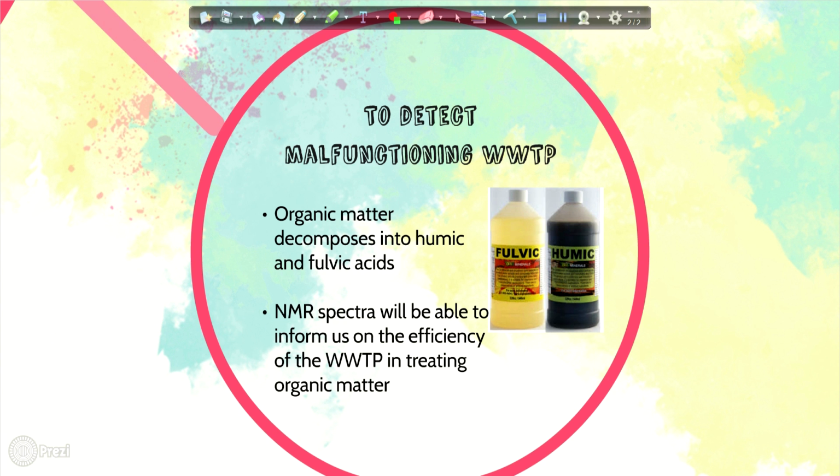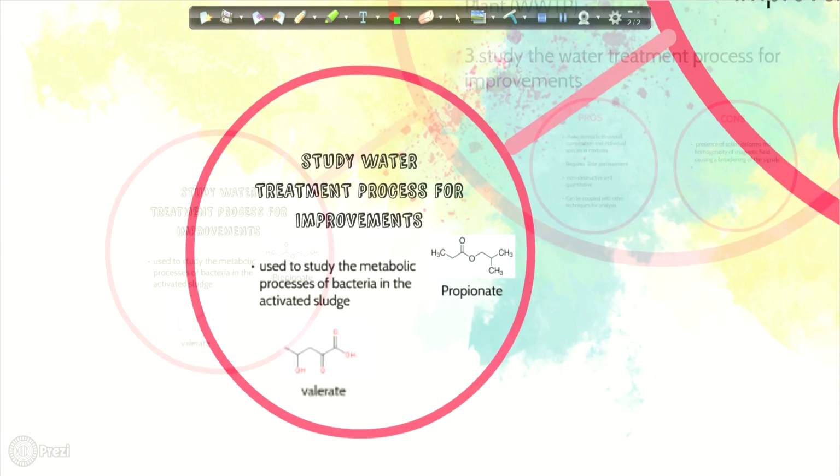Organic matter degrades to give humic and fulvic acids. Humic acids are composed of alkyl aromatic units such as carboxylic acid and ketones, while fulvic acids are more aliphatic. Therefore, the extent of the decrease of polysaccharide content and the increase in production of structures with more aromatic and aliphatic polyesters through the formation of alkyl linkage, observed from the NMR spectra, will be able to inform us on the efficiency of the wastewater treatment plant in treating organic matter.